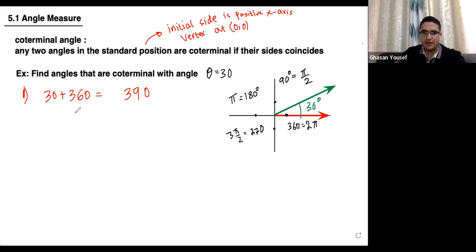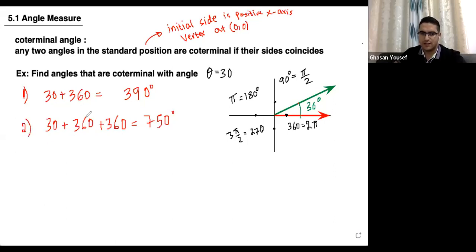Also, if you keep adding 360, you will get a lot of coterminal angles. So 30 plus 360 plus 360 again. What is the answer here? 30 plus 360 is 390, and 390 plus 360 is 750. The 750 is another coterminal angle of the angle theta. Here is the second one.